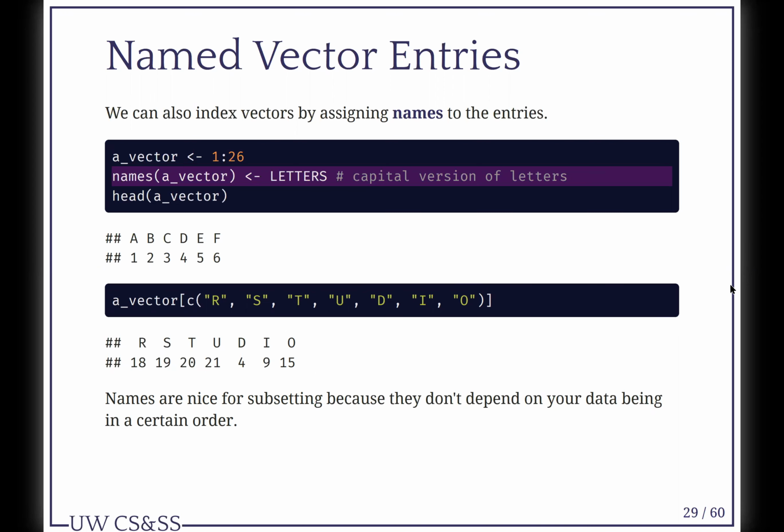How did it know that R was the 18th letter? Like, is letters something that R knows the alphabet for? Yes, it's built into R.